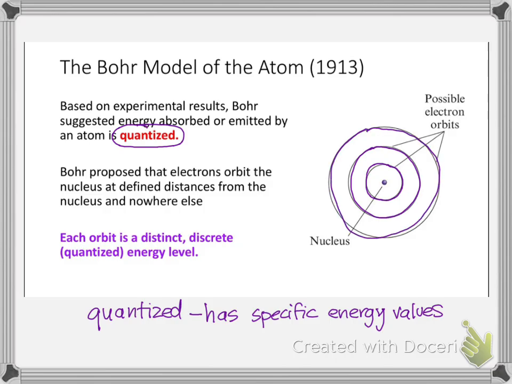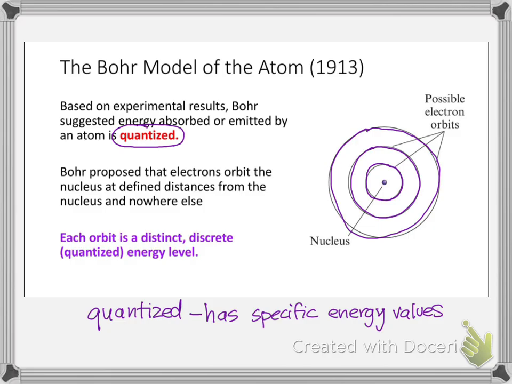Now they couldn't go in between the orbits. They could only go on a specific orbit. And each orbit had its own specific energy value. Okay, so this was his model. You still had a nucleus, and the electrons could orbit at certain values around that nucleus.